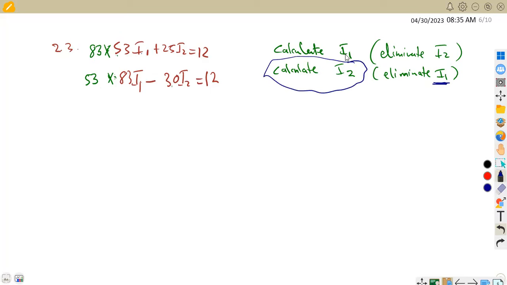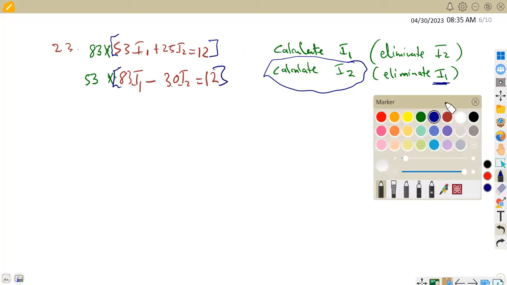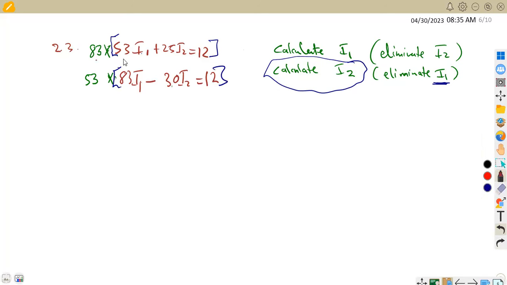What you eliminate, you are calculating the other current. All right, so let's multiply. When you multiply, you are multiplying every term of this equation by 83, and every term of this equation by 53. That is the idea of the question in this case. So it's 83 times 53, which is going to give us 4,399. So this is 4,399 I1.